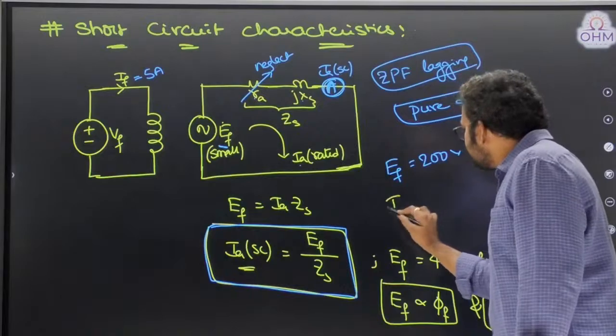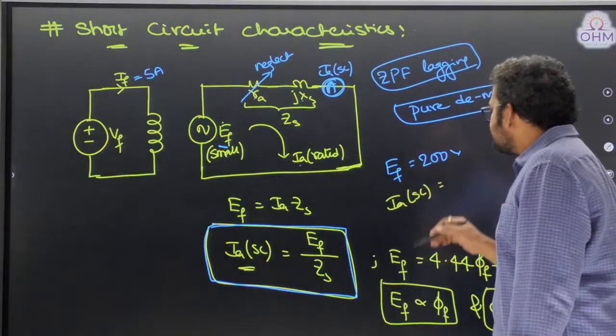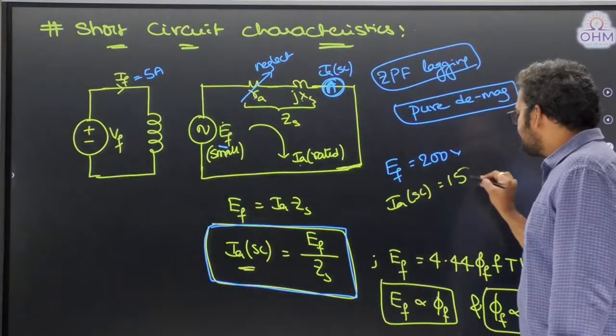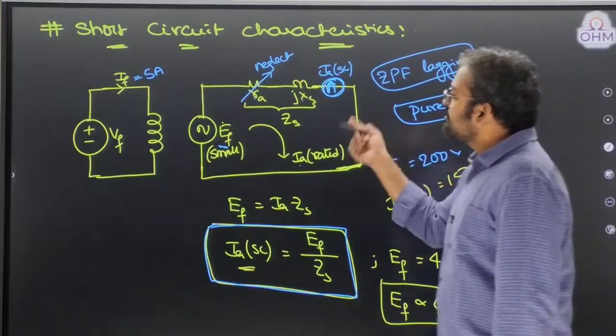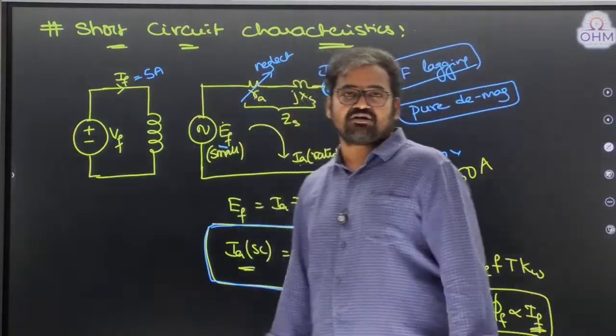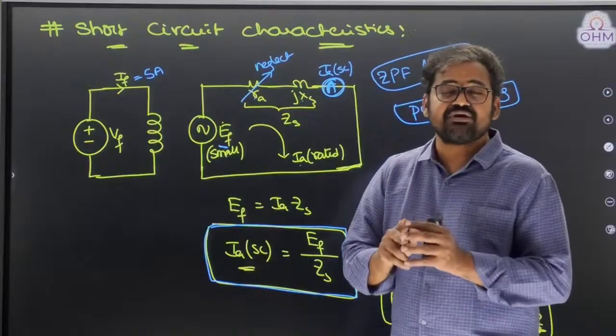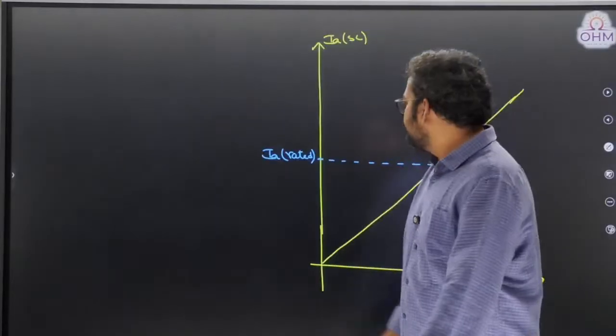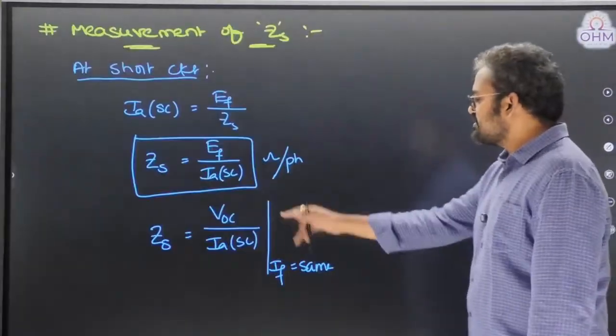And now I am measuring a short circuit current also. Let us say short circuit current comes as 150 ampere. That is also measured at the same 5 ampere field current. So both must be measured at the same field current. Then only you will get the correct value of synchronous impedance.